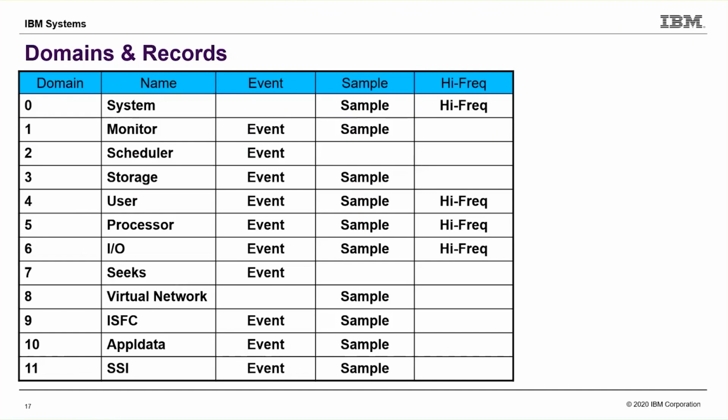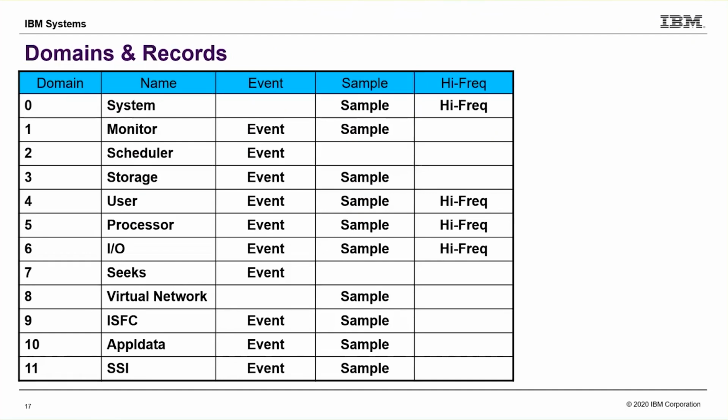And you see which ones have event data, which ones have sample, and which ones have high frequency. Once you enable Monitor or start Monitor, you always get domain 0 and 1, so system and Monitor. Those domains you can't turn off, right? And that makes it easier for the reduction programs and so forth because they can always count on having that information. And some of that information is important, right?